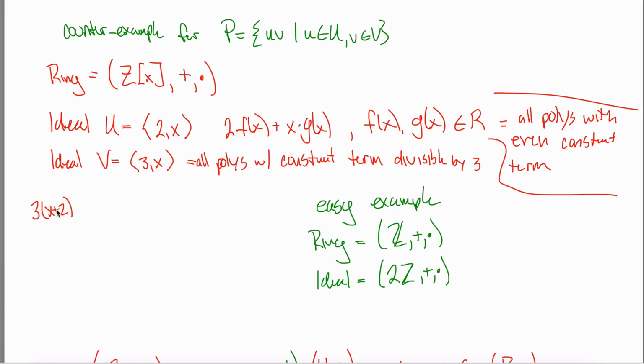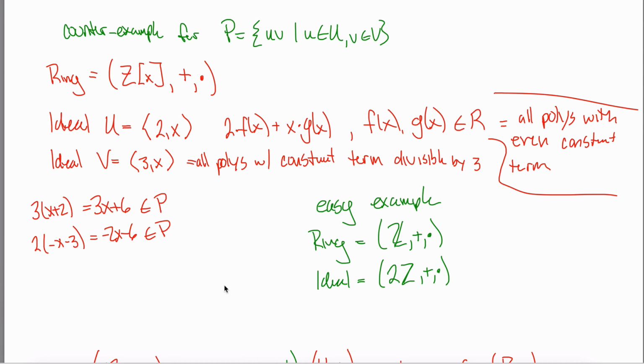And x plus 2 is definitely in U. I could think about that as 2 times the polynomial 1 plus x times the polynomial 1. So this is in V, this is in U. This, aka 3x plus 6, must be in P. Similarly, 2 times negative x minus 3, which is negative 2x minus 6, must also be in P. And that's because 2 is in U, and negative x minus 3 is in V. I'll let you verify that.